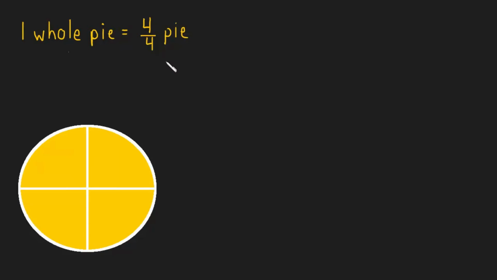And this would be true no matter what number we chose. So we could have 4 out of 4 pieces. We could have 7 out of 7 pieces of pie. We'd still have the whole thing. We could have 1,001 out of 1,001 pieces of pie. If we cut the pie into 1,001 pieces and then we take all 1,001 of them, well, we have the whole pie. So that works for any number.